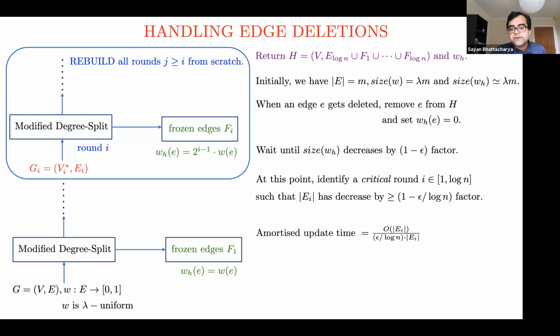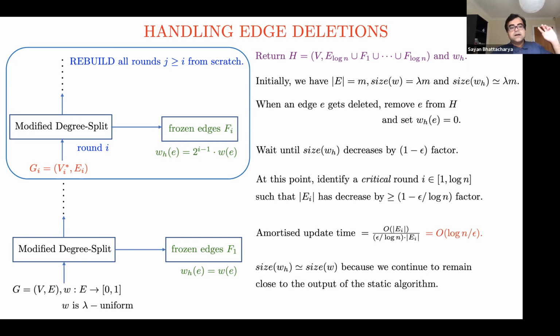And what will be the time taken for the rebuild? It's again going to be linear in the size of E_I, because remember, these rounds basically geometrically decrease the sizes of the matchings. So the rebuild time is proportional to E_I, but we did this rebuild after an epsilon over log n fraction of the edges from E_I got deleted. So our amortized update time is just log n over epsilon, and we are happy. And finally, the size of our output fractional matching keeps remaining close to the size of the input fractional matching, because informally, we continue to remain close to the output of the static algorithm.